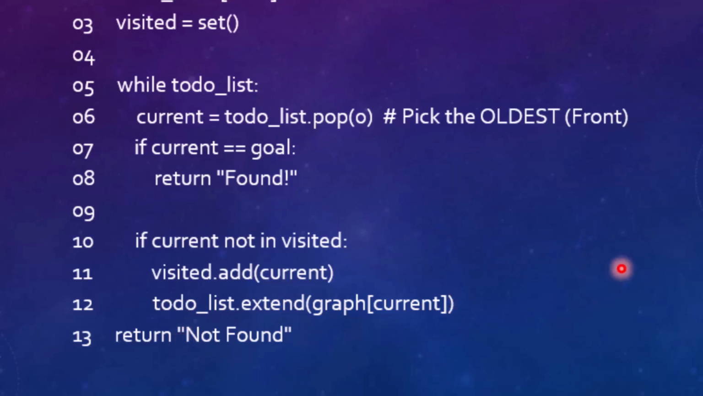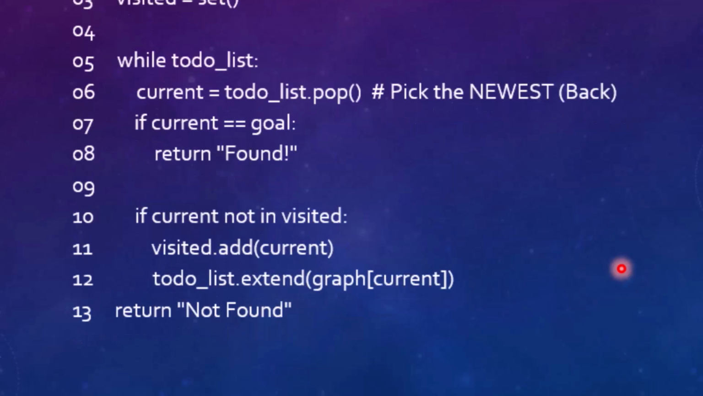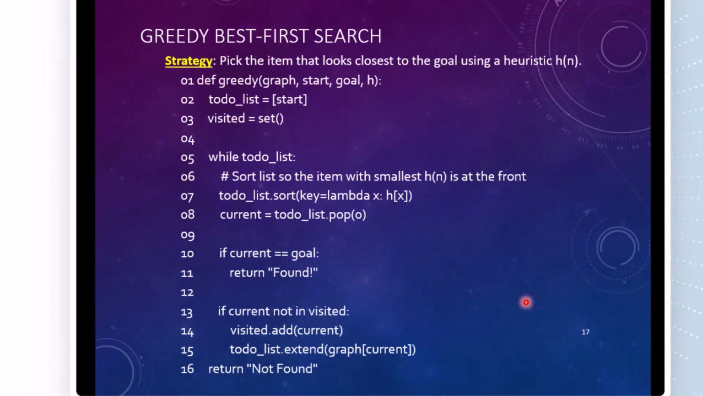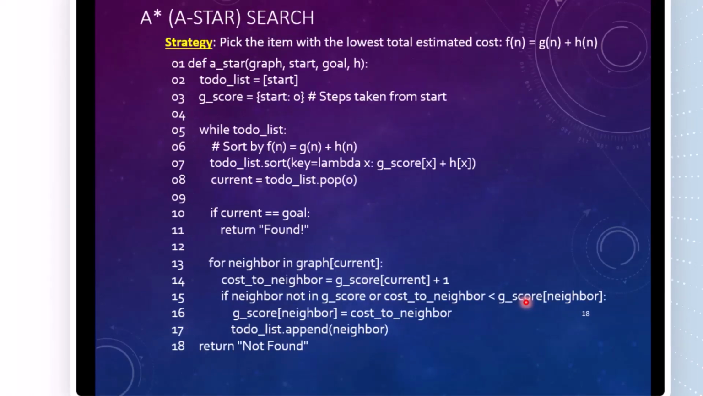And this explanation is similar for all other algorithms. So you can look at the other algorithms as well: depth first search, DFS, greedy best first search, and A-star search.